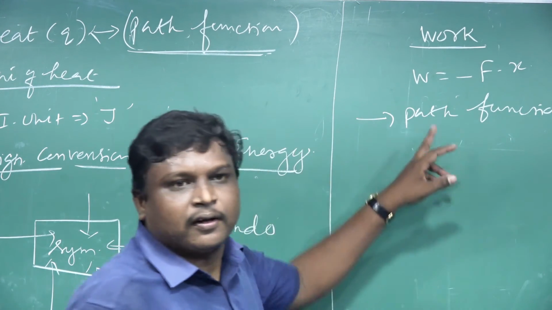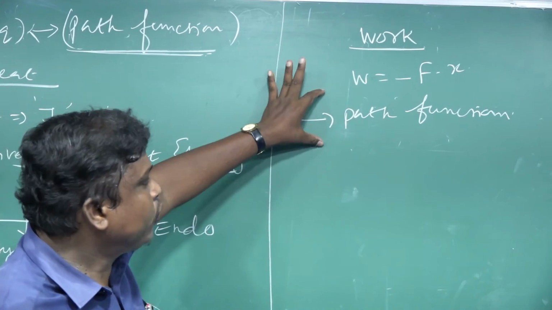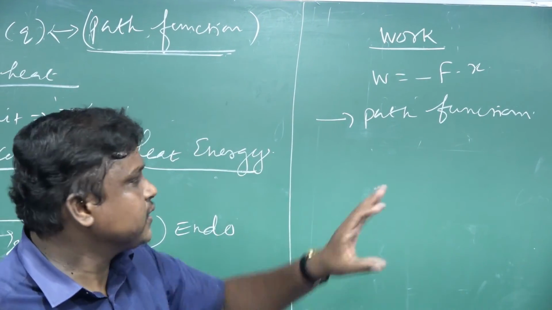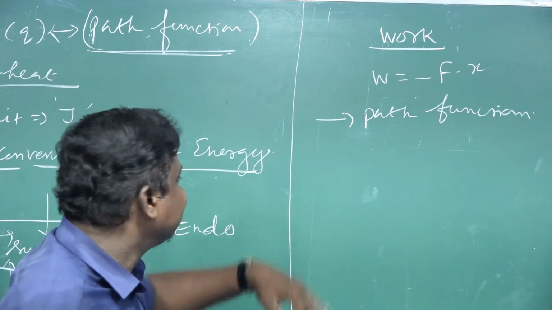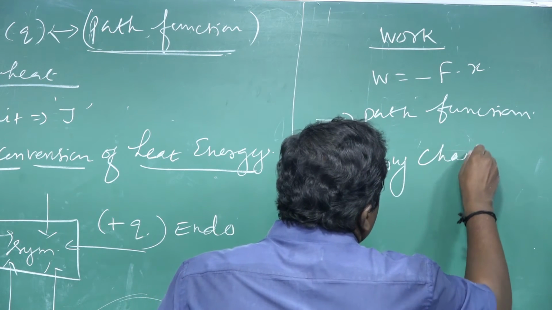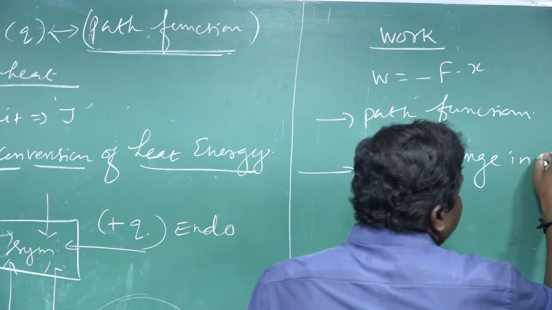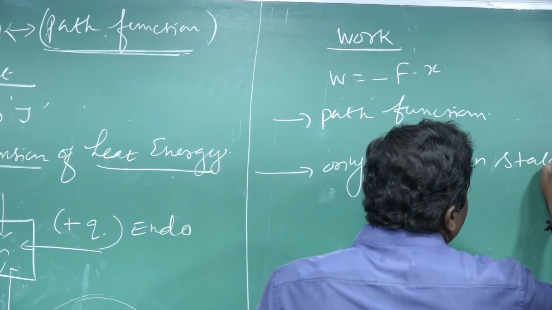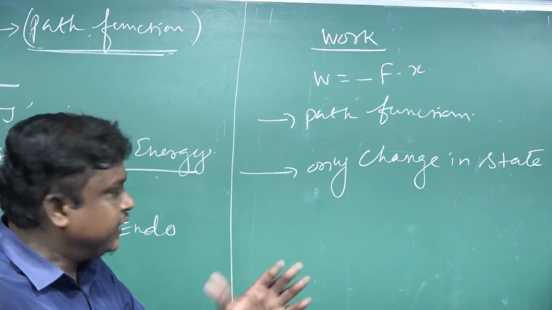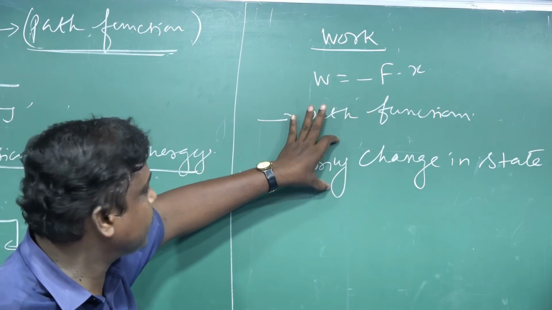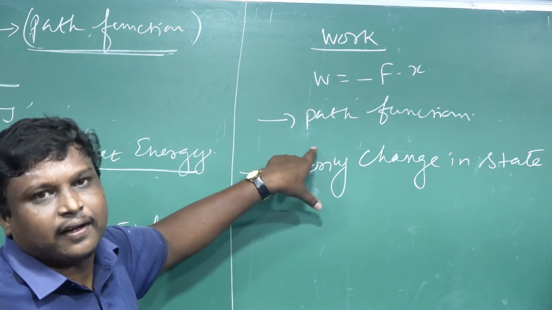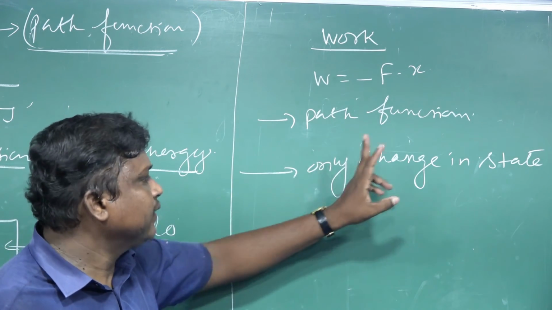Work is a path function. That is, it appears at the boundaries of the system. Work can only change the state, not the system. The difference is at the boundary of the system; work is a path function and can only change the state.